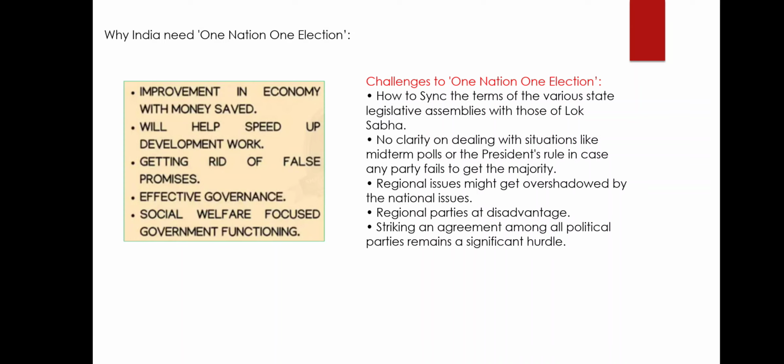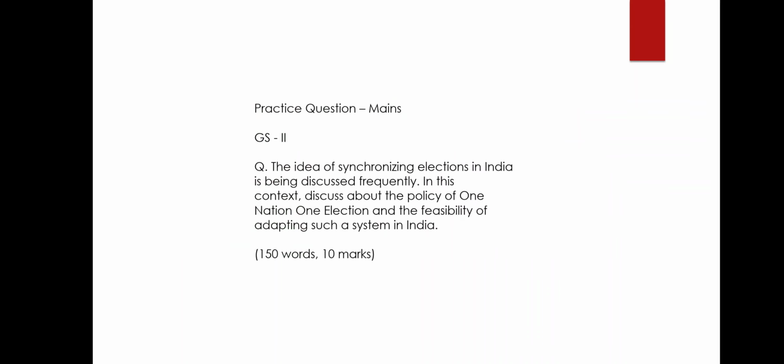Finally, striking an agreement among all the political parties remains a significant hurdle. The process might be time consuming, and in case the BJP government loses in the 2024 Lok Sabha elections, no one can assure the talks. Then one nation, one election will not come into implementation. These are some of the hurdles faced in the implementation of one nation, one election. All we can do is wait till the one nation, one election committee makes a recommendation regarding this. So that's all regarding this discussion.